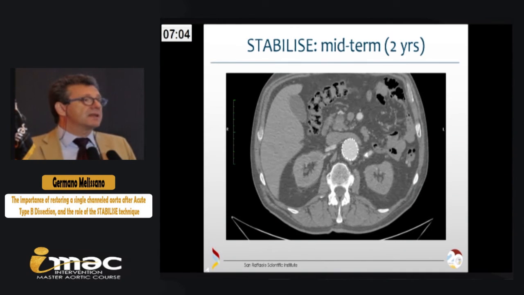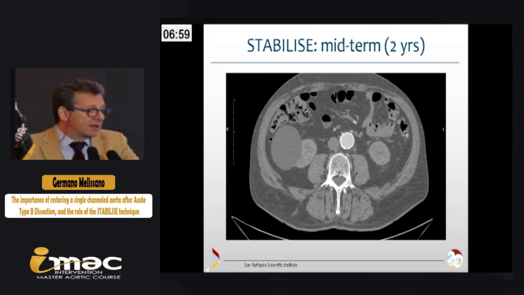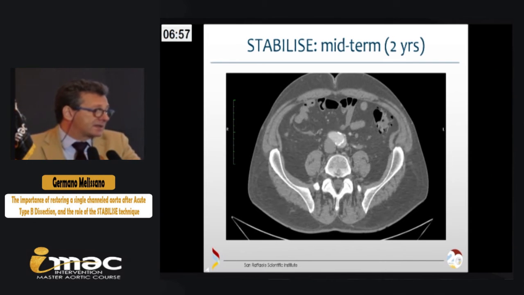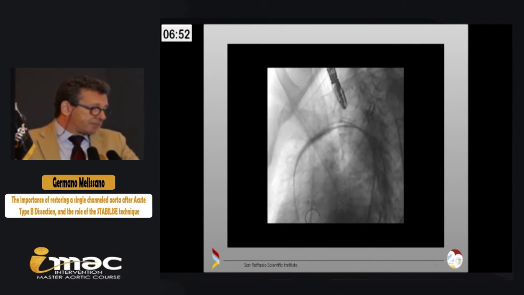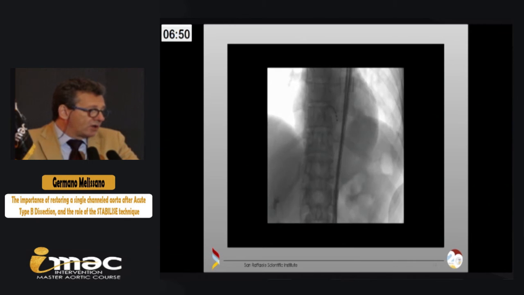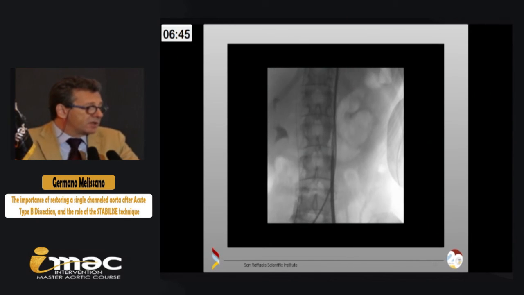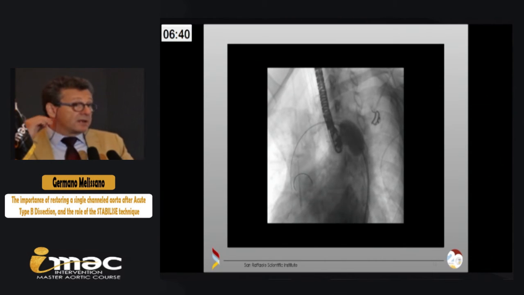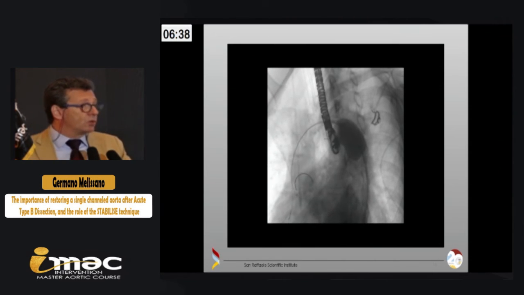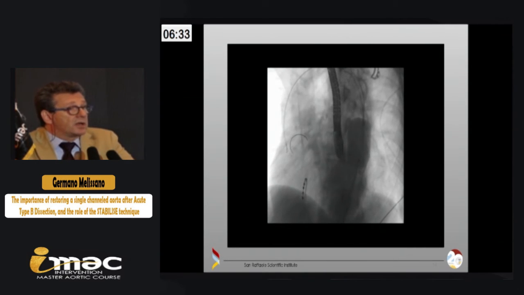This is basically the situation that we obtain in all the patients in which we successfully perform the STABILISE technique. And this is a movie of the deployment. You can see that rapid pacing is performed, the initial cover stent, and then the bare stents are deployed, and then the balloon is not used in the proximal portion of the aorta. So in the proximal non-dissected landing zone, we don't touch it.